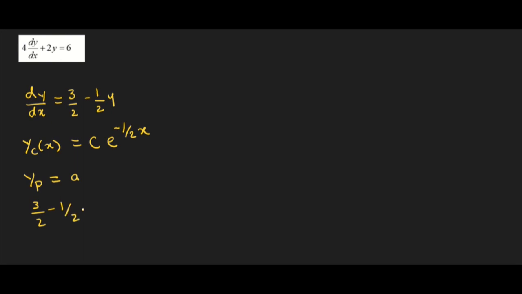Next we look for a particular integral. That's a particular value that satisfies the equation. So we look for a value yp equals a constant a, or 3 over 2 minus a half a equals 0, or a equals 3.